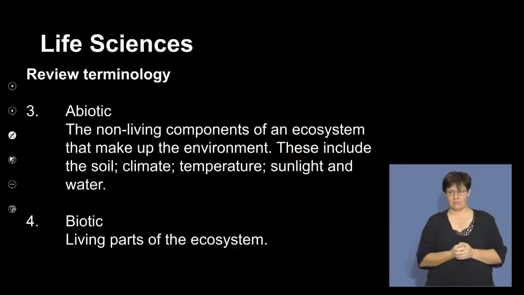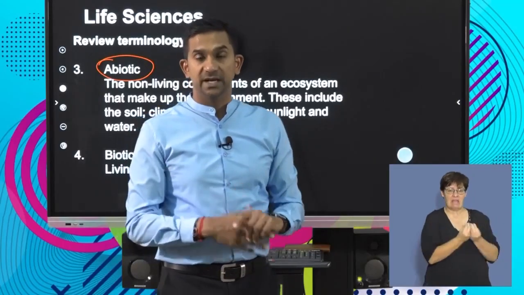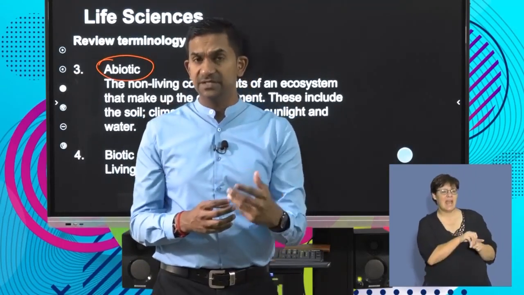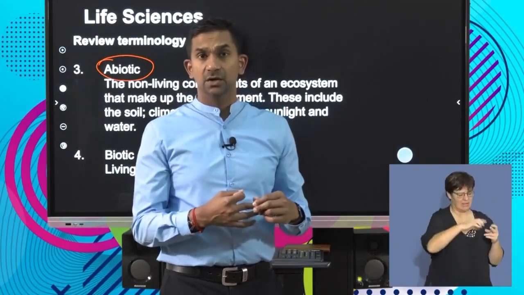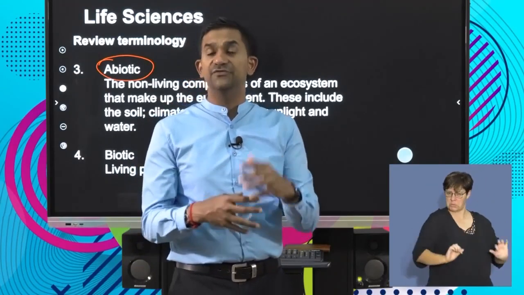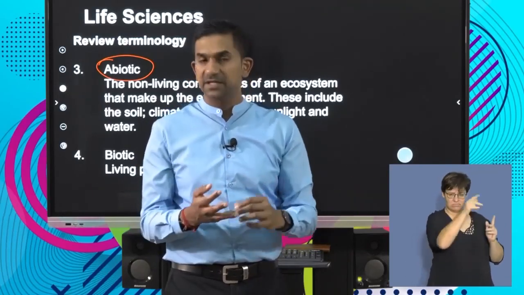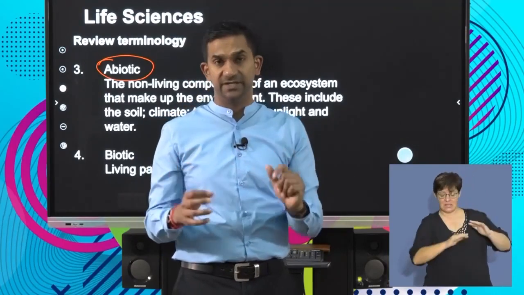The next concept is abiotic. Again, abiotic refers to the non-living components, and broadly we speak about factors that influence the environment such as temperature, rainfall, and sunlight. We look at the quality of the soil. We also look at the physiographic factors or the lay of the land, and that is the aspect, the slope, as well as the altitude. So those are the abiotic factors.